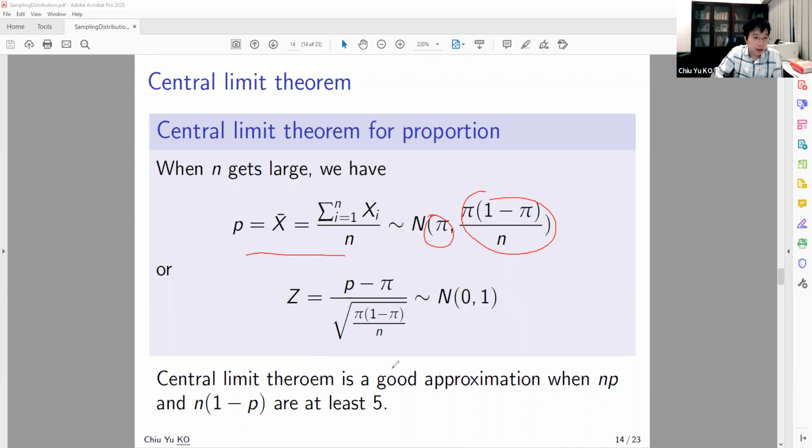Just to remind you, n times pi and n times 1 minus pi should both be at least 5, bigger than 5, then the central limit theorem is a good approximation.